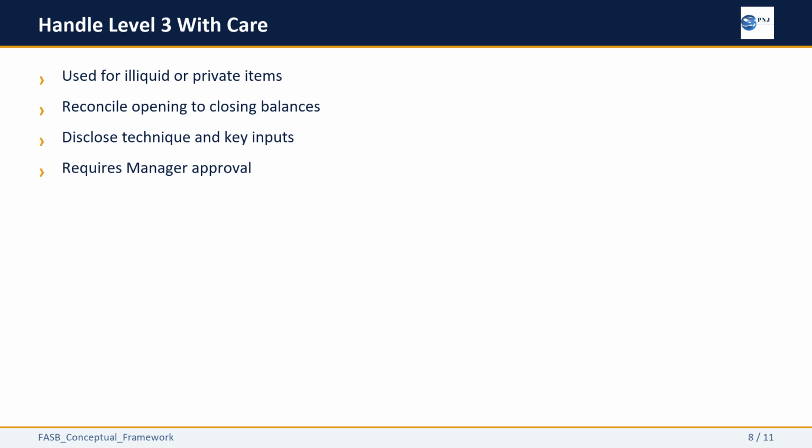Watch out for this one. Level 3 is where fair value measurement gets dangerous because the inputs cannot be observed in any market. Think private company equity, illiquid structured credit, intangibles in a business combination, or goodwill impairment. Because the assumptions are your own, the disclosure burden is heavy. You must prepare a reconciliation of opening to closing balances, disclose the valuation technique and key unobservable inputs, and document a sensitivity analysis. And at PNJ Group, every Level 3 measurement requires manager approval. The principle is simple. The less the market tells you, the more you must show your work.